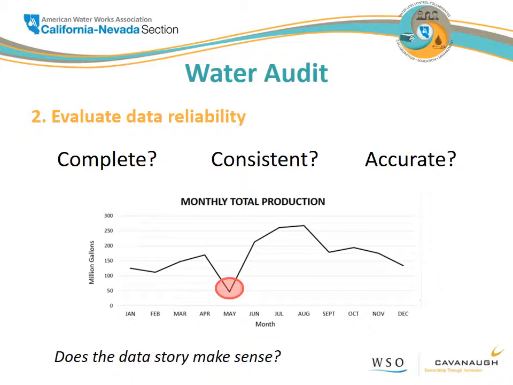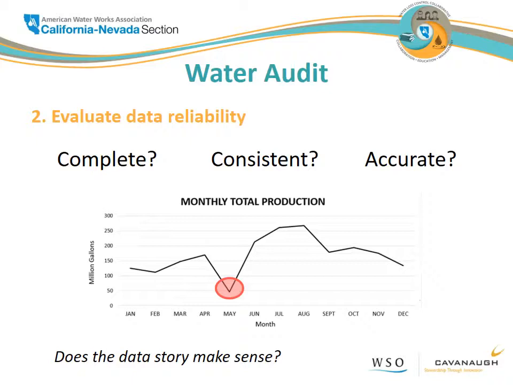We want to ask whether it's complete. Do we have all of the data for the audit period, for a whole year, reflecting the volume, in this case, that was input into our system? Is it consistent? Is there any reason for suspicion of the data's accuracy? And lastly, do we have any proof of its accuracy? Have we tested the data sources in any way? Can we confidently say that this data is right and reflects the volumes that entered our distribution system?